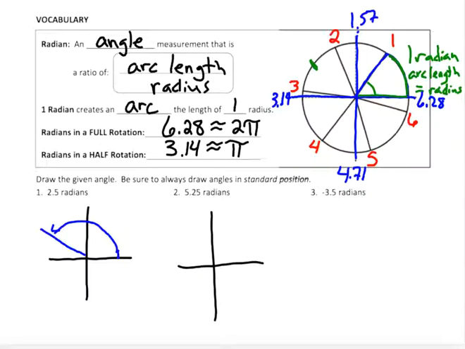Looking at the next one, 5.25 radians. Again, I can count different radius lengths. I'm starting out here, and this length is how far I want to go. So 1, 2, 3 is just going to be shy of one full rotation. 4, 5, and I need to do another quarter. Or if I'm looking up here, I'm at 5 1/4, with the same kind of placement here.